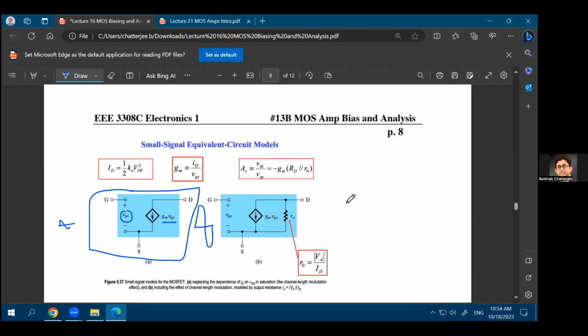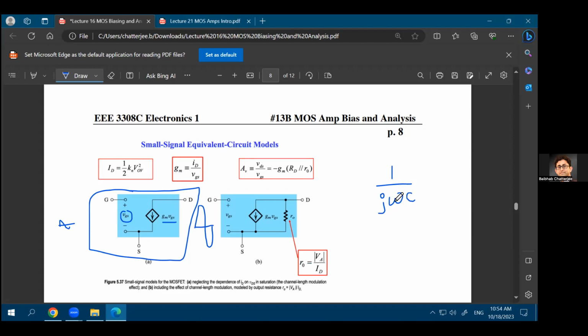At low frequencies, capacitances are open because the impedance of a capacitance is 1 upon j omega c, which means when omega is equal to 0. So your impedance of any capacitance is 1 upon j omega c. So if your omega is 0, which means you are at DC or 0 frequency or very low frequency, your impedance of the capacitance will be very, very high. Ideally, at 0 frequency, the impedance of a capacitance will be infinite, and which means that the capacitance is basically an open at 0 frequencies.